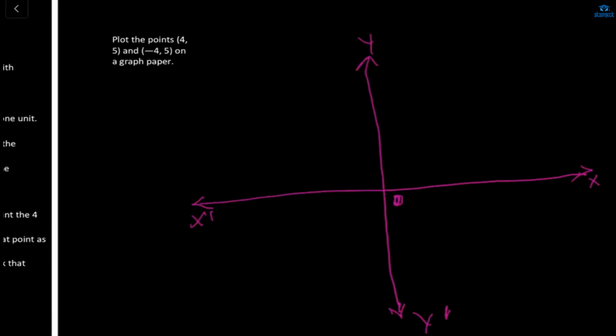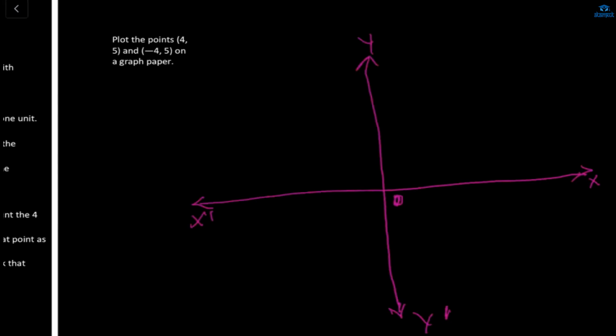You cannot take one block as one unit, otherwise you'll need a very big graph paper. So you can assume one cube as 5 units or 10 units. That totally depends. Or you can take 2 units, 5 units, 3 units, 6 units, 8 units. It totally depends on the values that you have to represent on the graph. After seeing the values you can check how much one cube will be equal to.